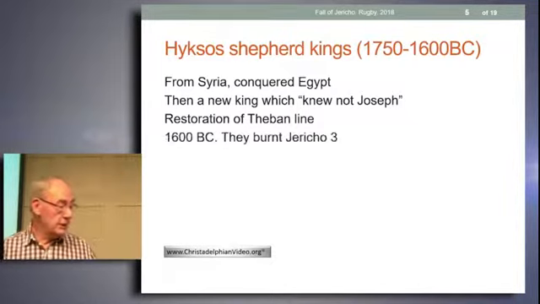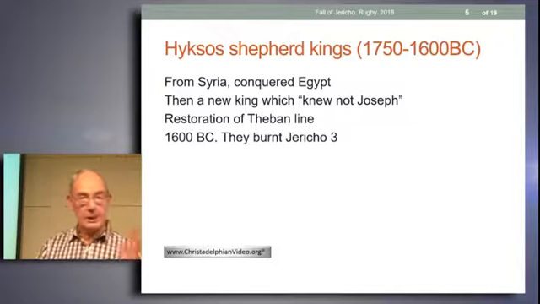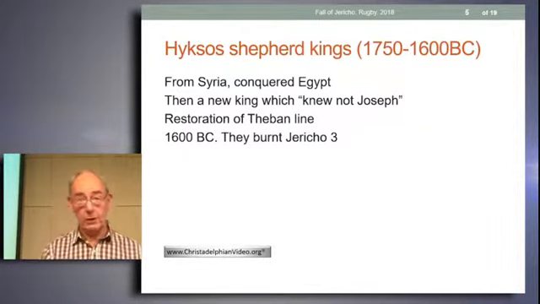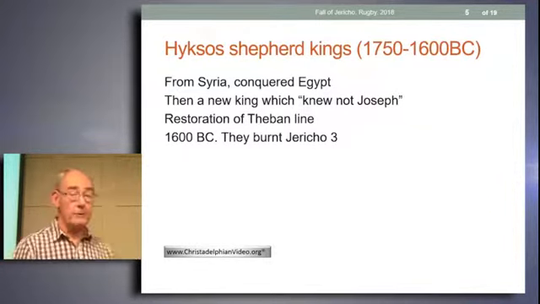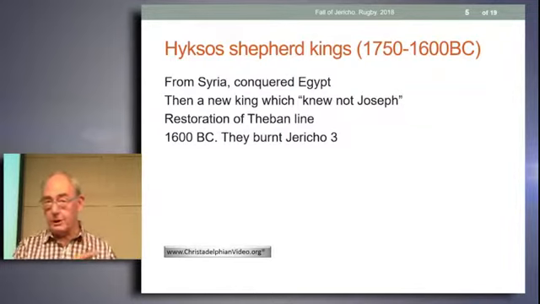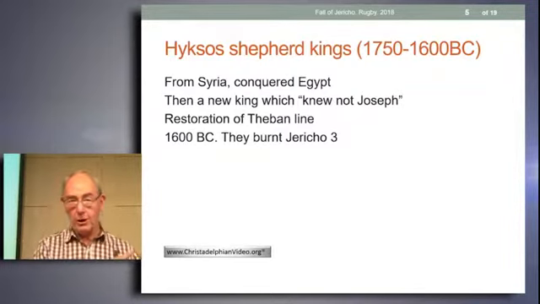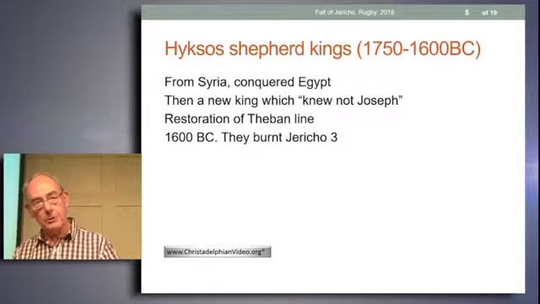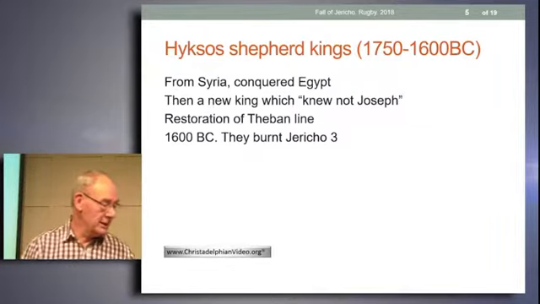And in 1600 BC, which was right at the end of the Hyksos shepherd period, they burned Jericho. This is Jericho 3. We call it Jericho 3 because remember those 4 Jerichos. The Hyksos city was Jericho 3, quite a large city. In 1600 BC, when the Thebans got going, they burned the city.